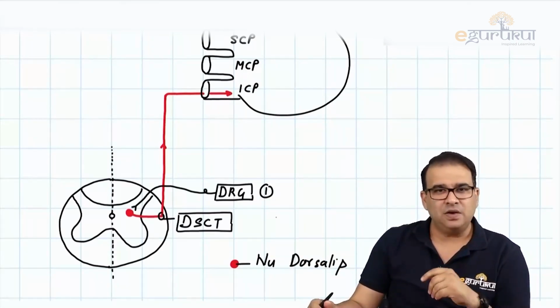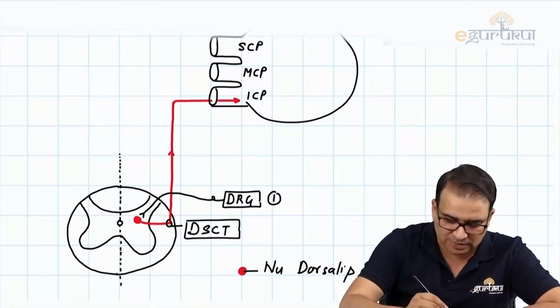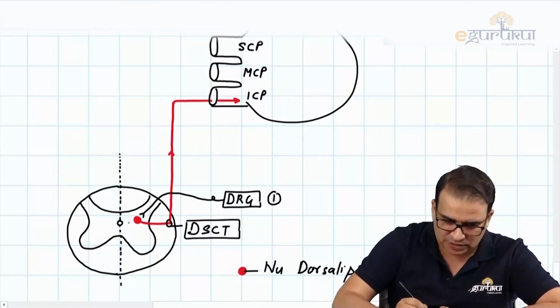The second one is the ventral spinocerebellar tract. Now what will ventral do, now look at this, guys. Ventral spinocerebellar tract fibers will decussate to the other side.